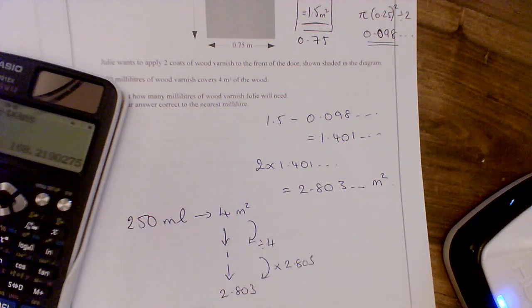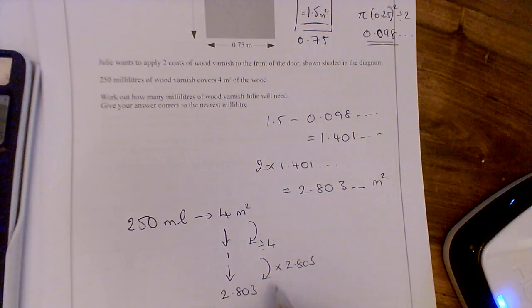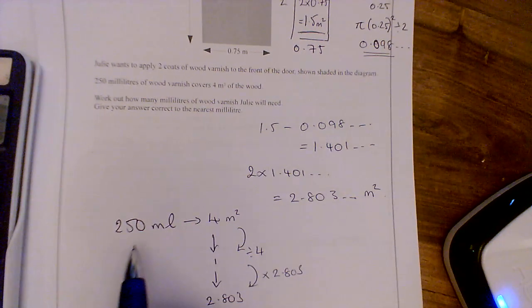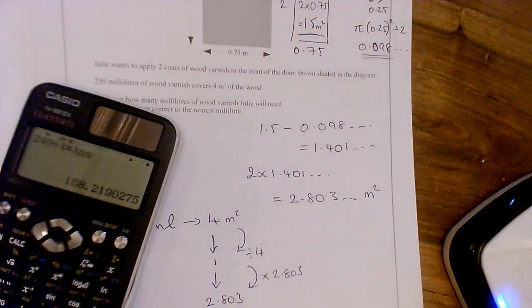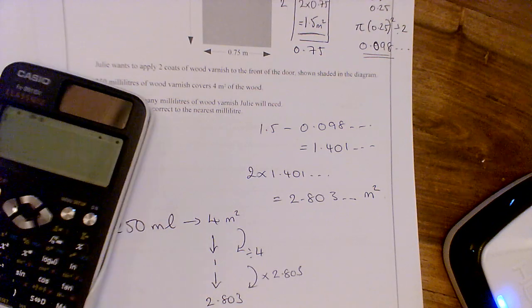Where have I messed up? So 2.8.1 square meter, and then times it by 4. Have I done that wrong? What have I done here? So I've got 250. Oh, I put 240 in the calculator, stupid man. Oh, that's going to be irritating.